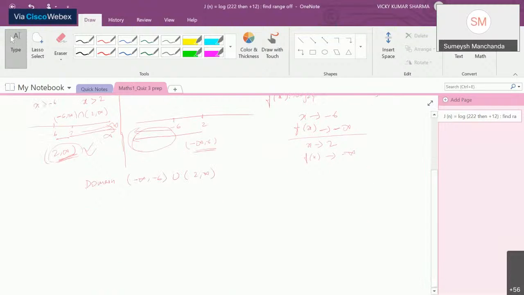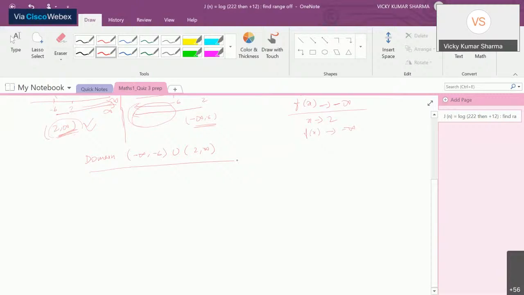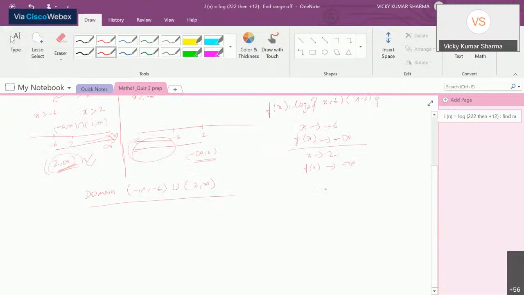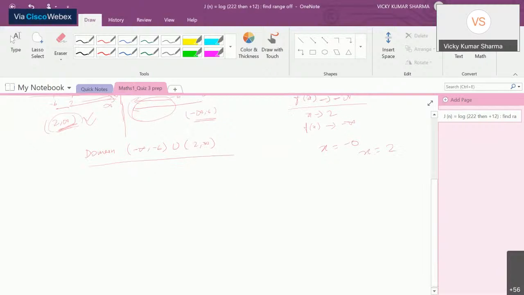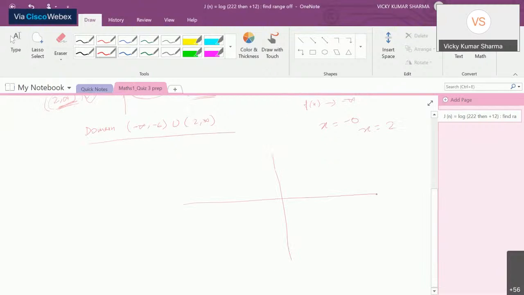So now we have this. Now we got our domain and we got to know where our asymptote is. At x equals minus 6 and at x equals 2, I see f of x is being negative. But I know how my log 2x looks. I'll tell you again, remember this always.